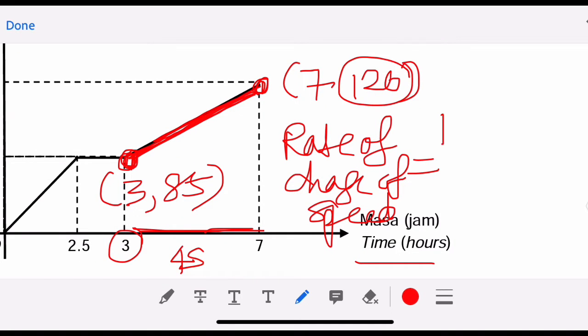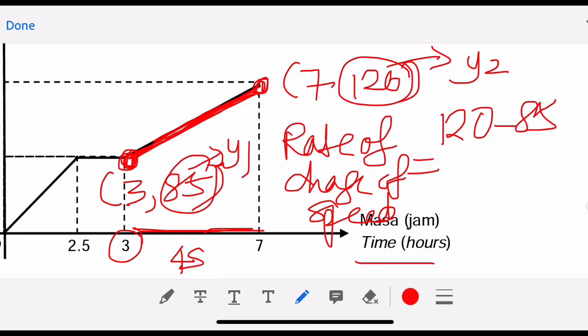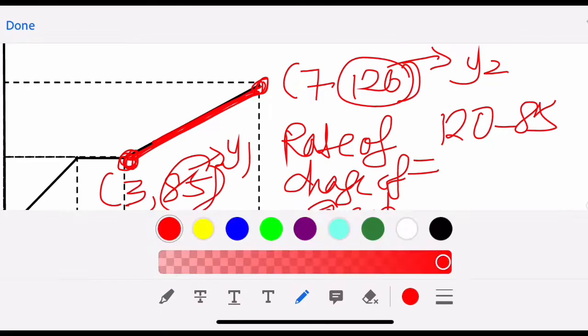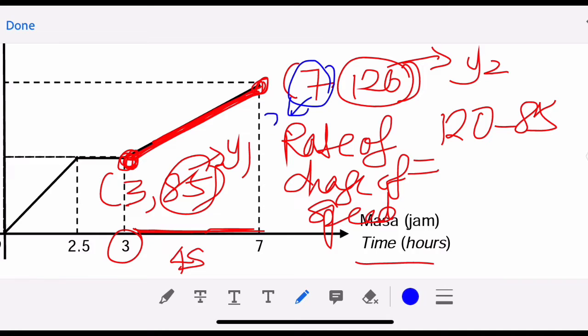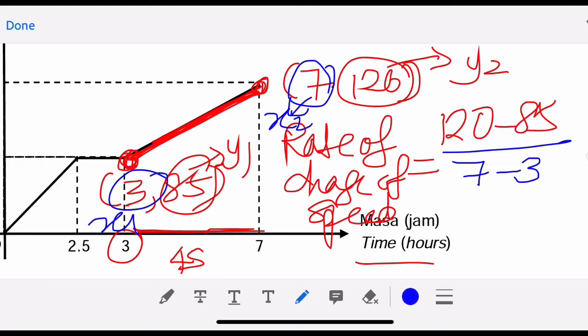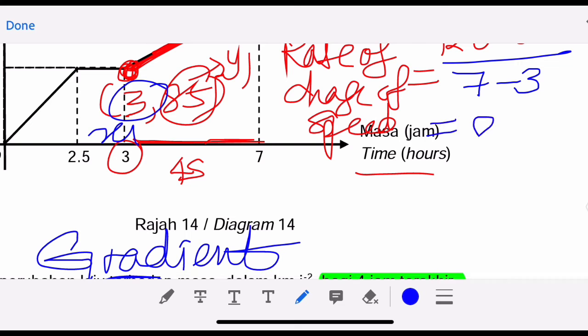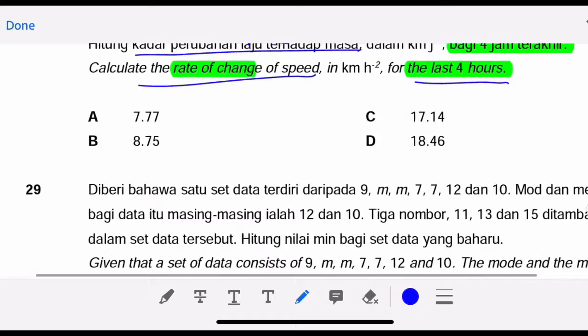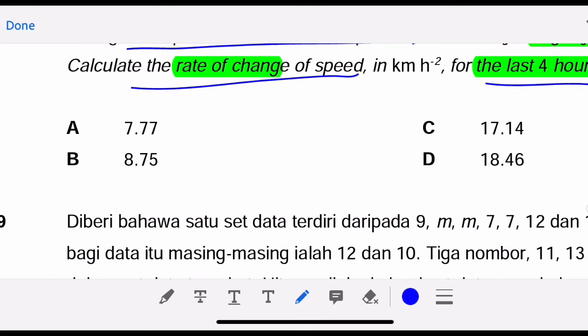So y2 is 120, y1 is 85, right? y2 minus y1 over what? x2 minus x1, right? So you take 7 minus 3. So you take 120 minus 85 and then you divide by 4. So the answer is 8.75. So the answer is the gradient means rate of change.